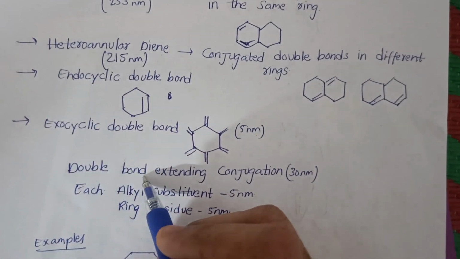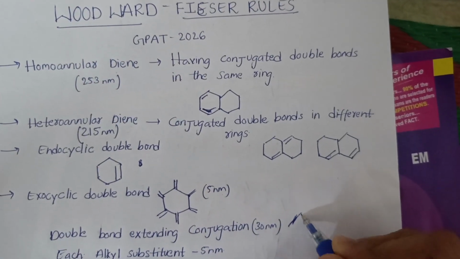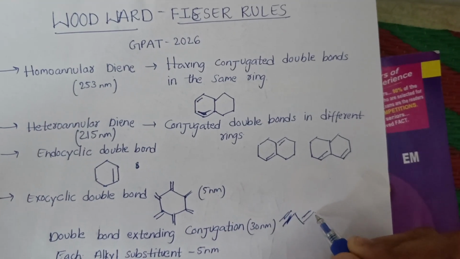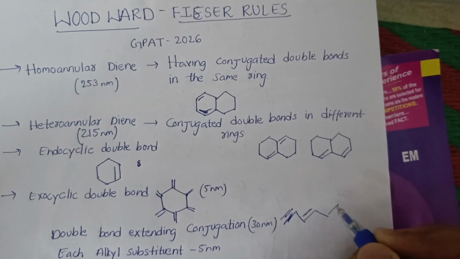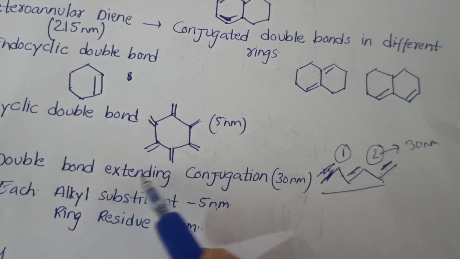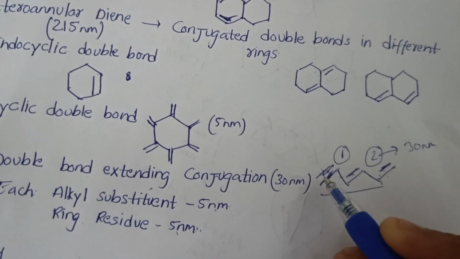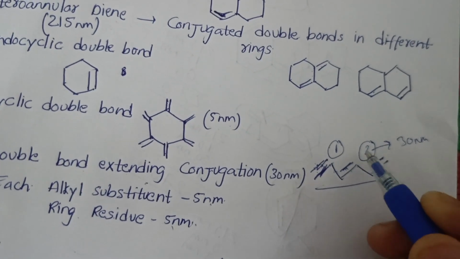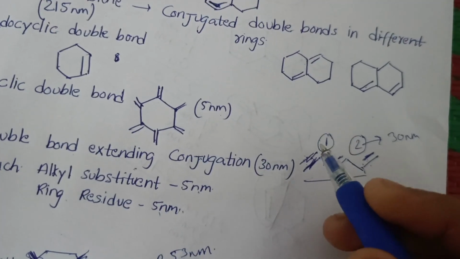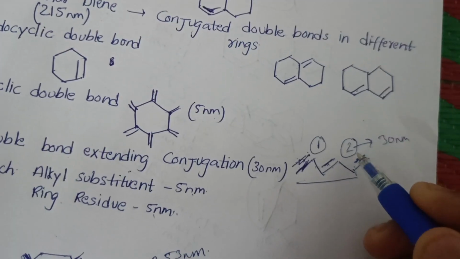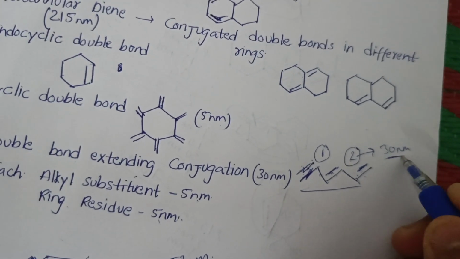And a double bond extending conjugation. Here you can see double bond, single bond, double bond. So this is a general conjugated diene. When this type of series of conjugations is present, it is called extending conjugation. Here double bond, single bond, double bond is the first conjugation. Again double bond, single bond, double bond is your second conjugation. We shouldn't consider the first conjugation, we should only consider the second conjugation. So for each extra conjugation, they gave 30 nanometers.